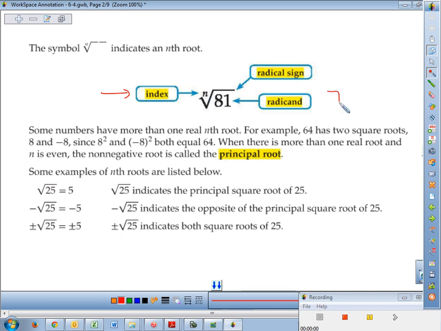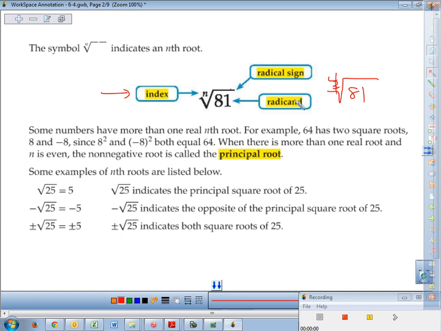If there is nothing there, then it's assumed that there's a 2 there, that you're wanting the second root, the square root, if you will, right? If there's nothing here, that's like a square root. If there is any other number there, that's the cube root of 81, or if I put a 4 there, that's the fourth root of 81. Y'all pretty cool with that idea?